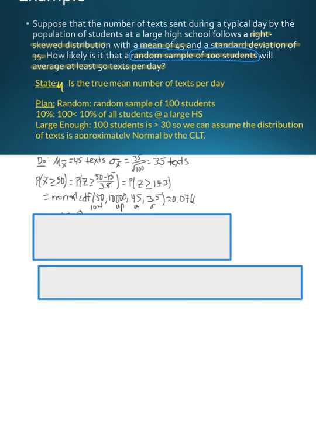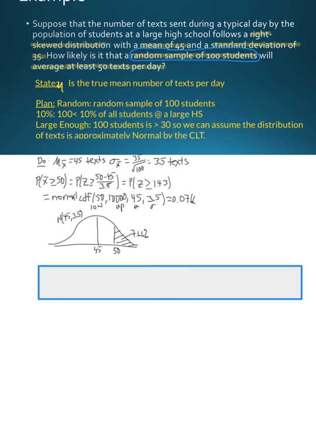Remember, you can either go to normal CDF or you can draw a normal curve and use your chart, subtract it from 1 and shade to the right. Don't forget to write N(45, 3.5) to ensure you receive that essentially correct.